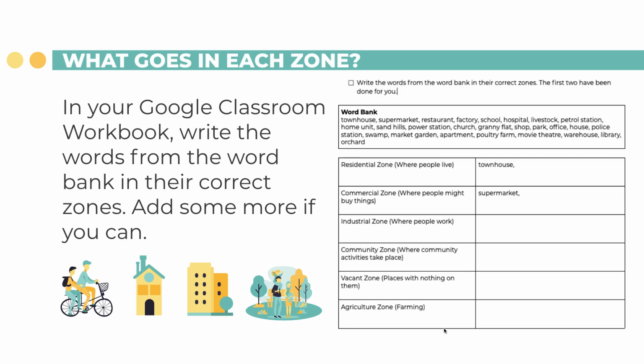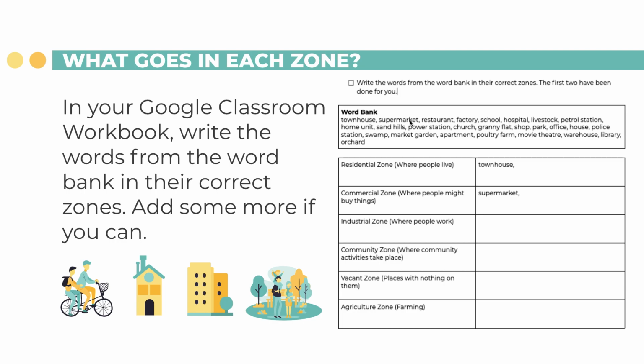So this is taken out of your Google Classroom workbook. If you go there now, you'll be able to complete this task. You need to write the words from the word bank into the correct zones. The first two have been done for you. So here's the word bank. I've taken townhouse and thought about which zone that might go into. It's where people live, so it goes into a residential zone.